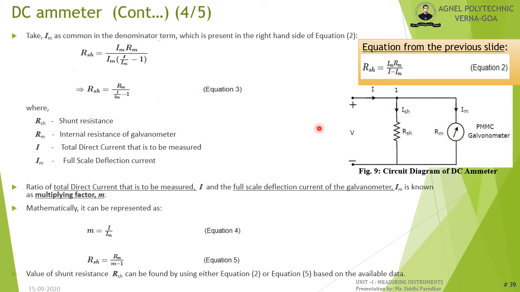The ratio of DC current to be measured, that is I, and the full-scale deflection current, that is Im, is represented as multiplying factor m. This can be written as m is equal to I upon Im. Write this equation as equation number 4. Substitute this value of m in equation number 3, that is, RSH will be equal to Rm upon m minus 1. Thus, the value of the shunt resistance RSH can be obtained either by using equation number 2 or equation number 5 based on the available data.